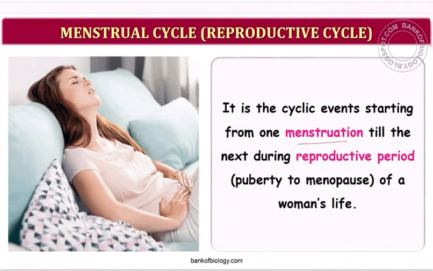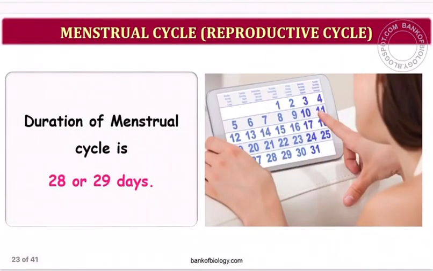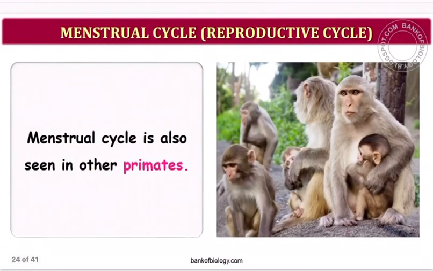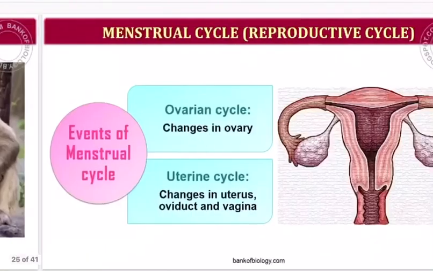Now, how does this take place? It is the cyclic events, the menstrual cycle or reproductive cycle, starting from menstruation till the next one, during the reproductive period, that is, puberty to menopause. Puberty is the age at which first ovulation takes place, or we can say a female becomes biologically matured. At menopause, the lady reaches the last phase. After that, she will not be able to produce ovum, which means biologically she becomes sterile.